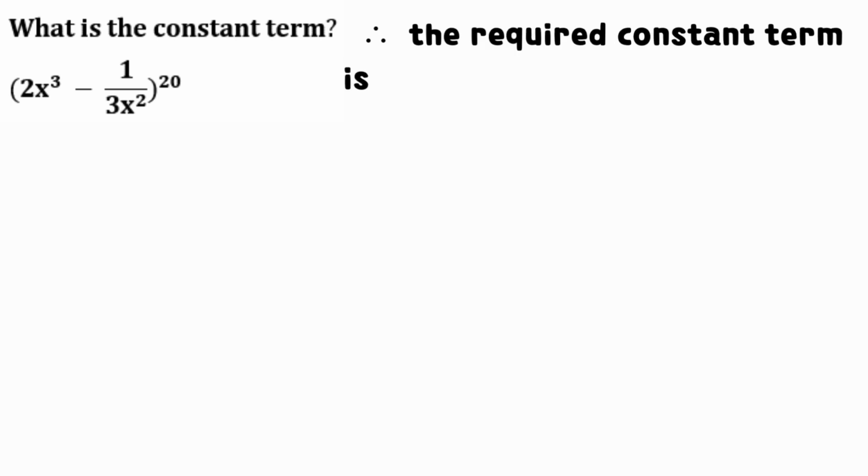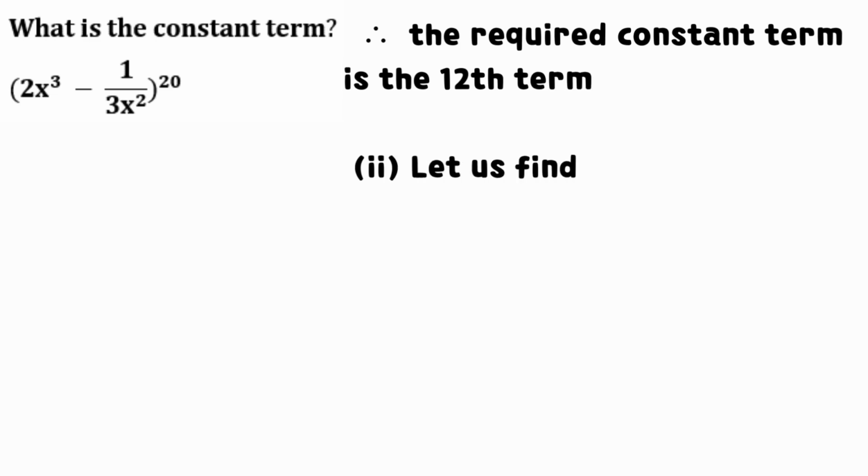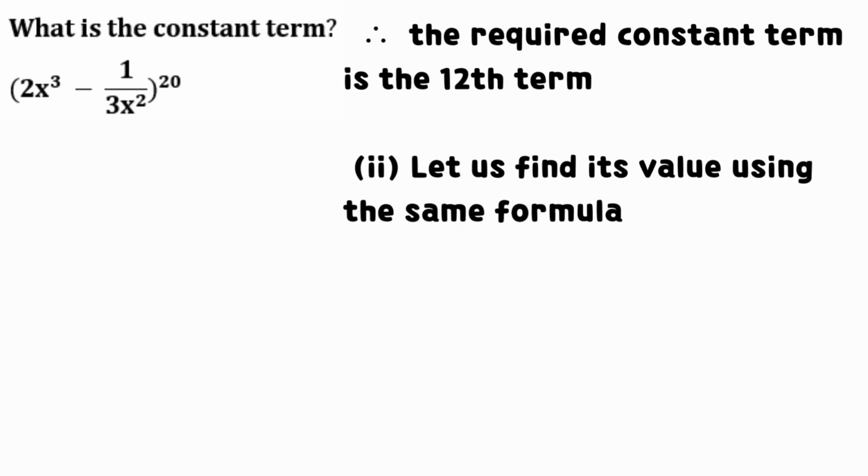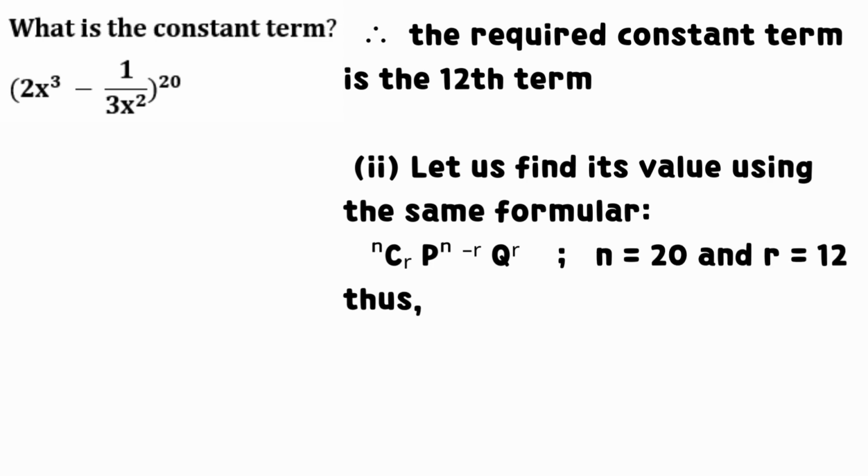Therefore, the required constant term is the 12th term. For the solution to question 2, let us find the value of the 12th term using the same formula, the product of n combination r, p to the power of n minus r and q to the power of r.